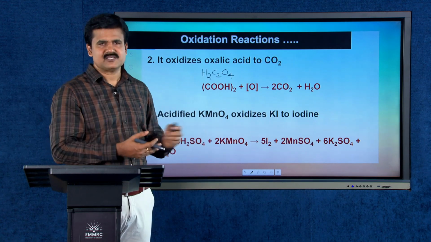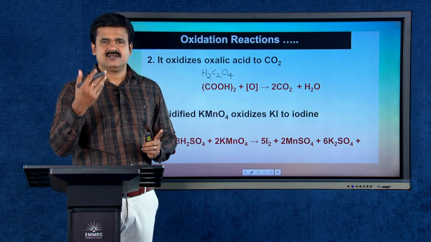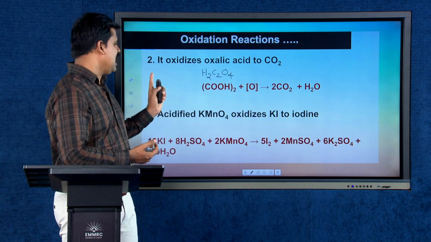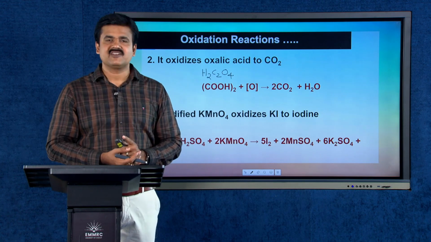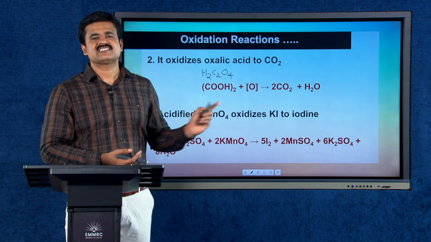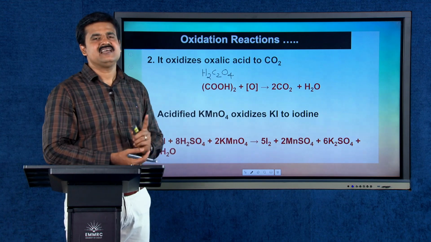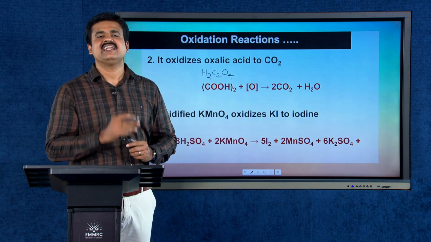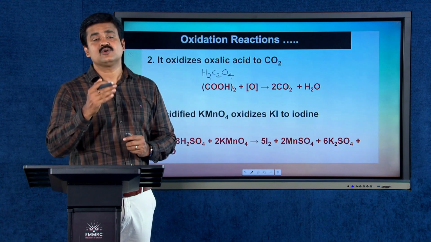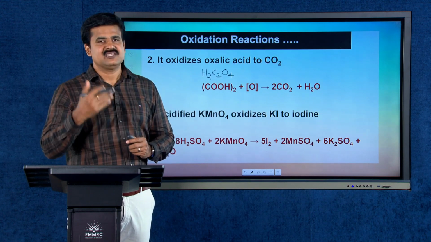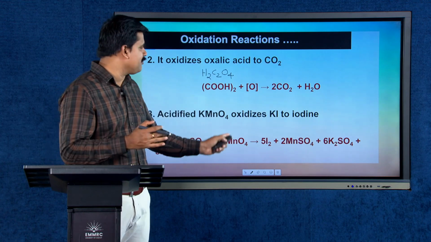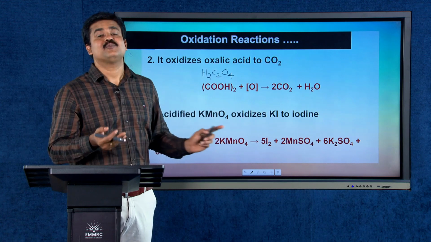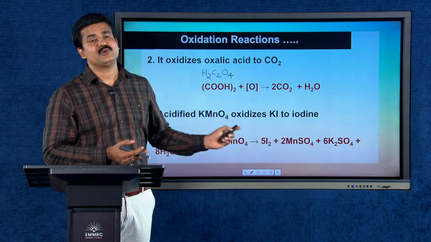You need not keep this equation in mind. This is for the sake of understanding how that transformation occurs. So, acidified potassium permanganate can convert potassium iodide to iodine. During this transformation, potassium iodide consists of iodine in -1 state, and it is converted to I2. Here iodine is present in 0 oxidation state. So, -1 increased to 0. This is oxidation. At the same time, KMnO4 is reduced to MnSO4.